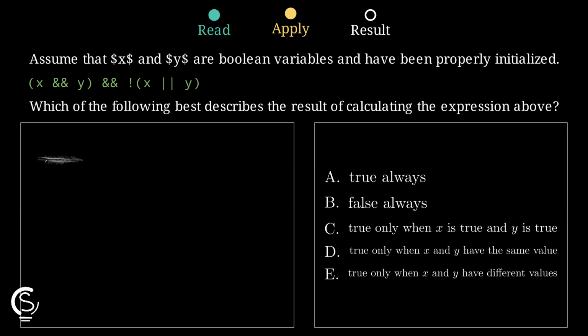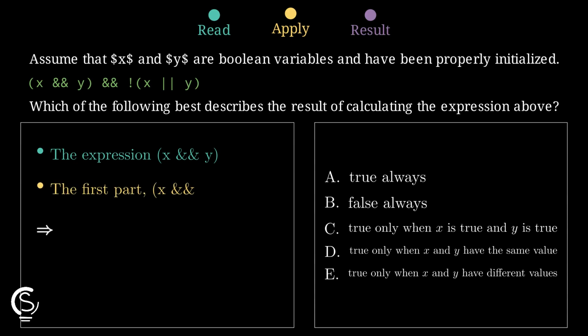Next, check the right side which says not x or y. This means if either variable is true, the whole second part of our expression must result in a false. Joining these parts with and means they cannot both be true simultaneously. Therefore, the result is always false.